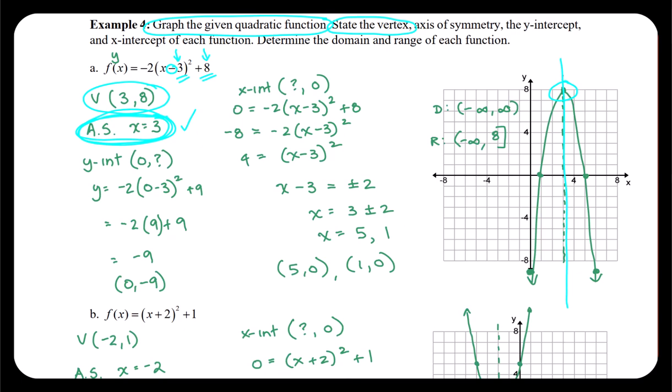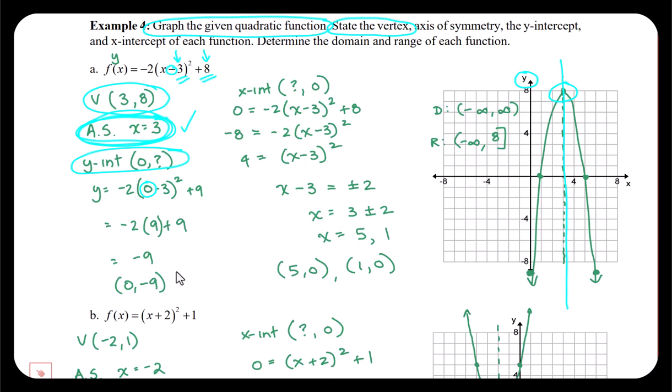Okay, let's do the easy one. To find the y-intercept, we said that x has to be 0 because it's on the y-axis. So I plug in 0 for x and work it out. I get -9. And so the y-intercept is (0, -9). And so that's down here.